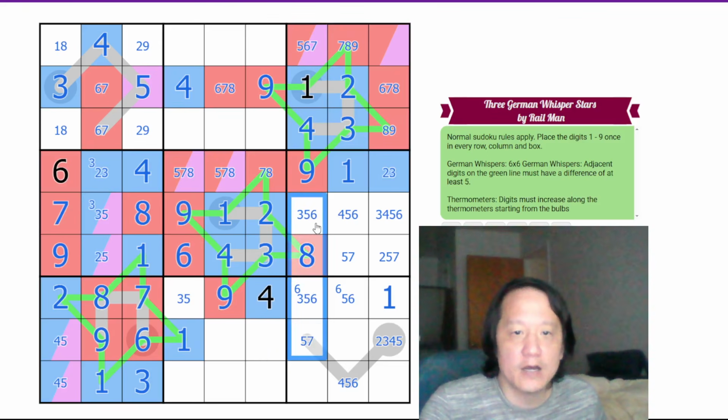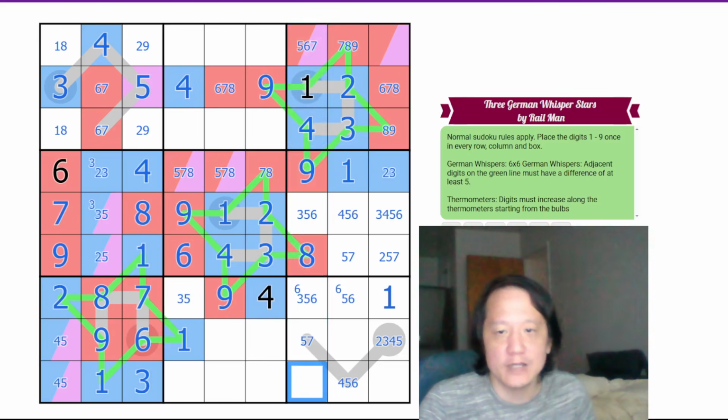We have a 3, 5, 6, 7 quadruplet in column 7, which limits 3, 5, 6, 7 in the rest of the column. So that leaves this as a 2. So this cannot be 2 here.